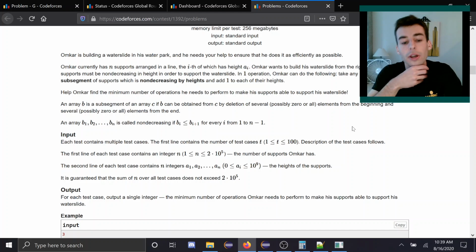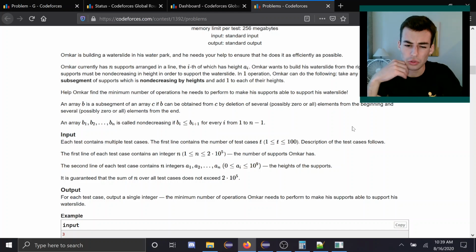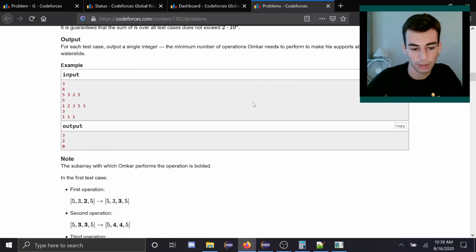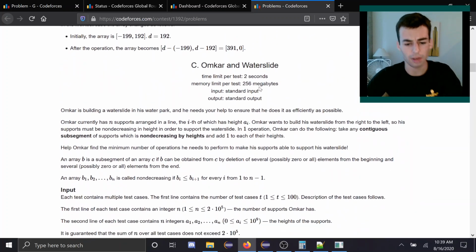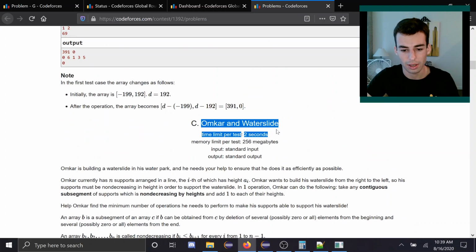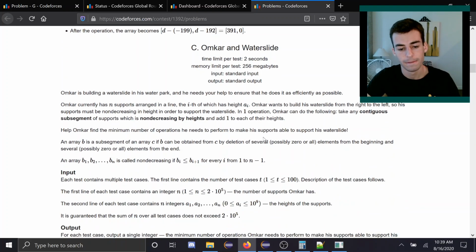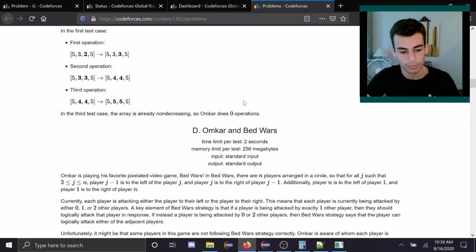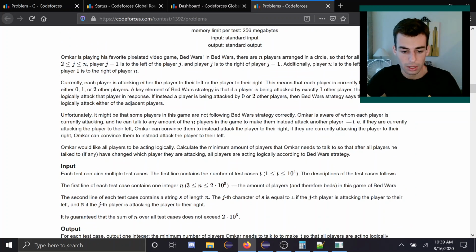This water slide one, I guess it was easy. Yeah, it was really easy. It's pretty good, I guess. I liked it. No hard comments about it. For the most part, a lot of people took longer on this than they should have for it being as easy as it was. I thought it was at least about as easy as problem A. So I don't know why it took people so long. But oh well. What is this Bed Wars one?